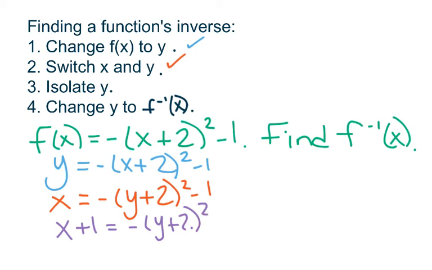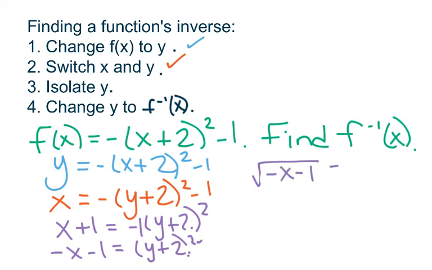People get stumped at this point. This is like a negative 1. You can just divide both sides by negative 1. So it's going to change both of those. And if you wanted to get rid of a square, you have to take the square root. And very important, we always put a plus and a minus in front of a square root sign.